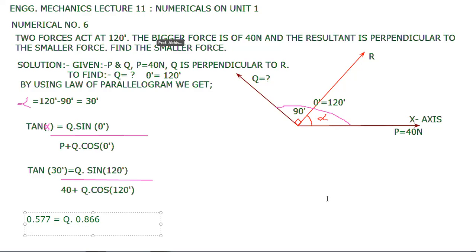Divided by 40 plus q cos of 120. Now cos of 120 degree is equal to minus 0.5. So therefore 40 minus 0.5q.